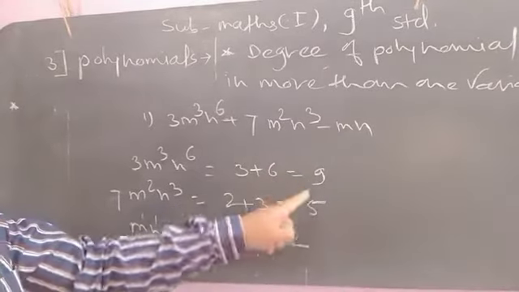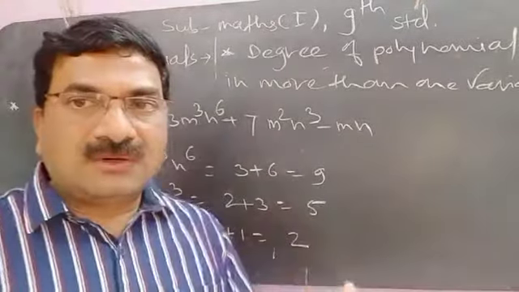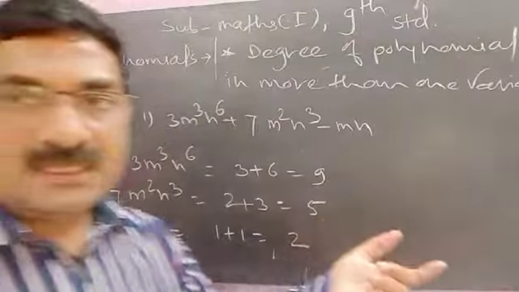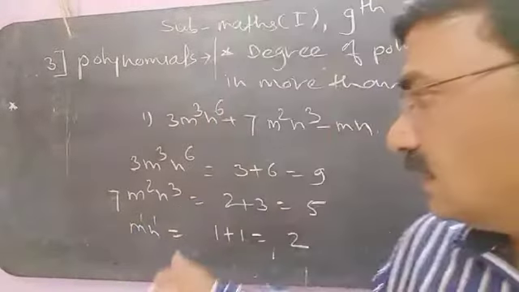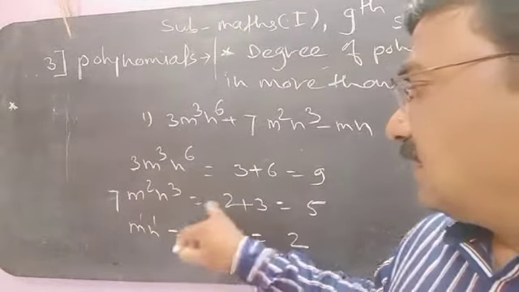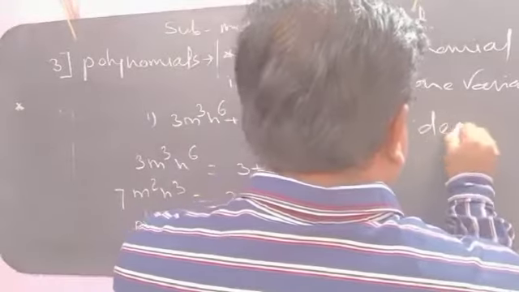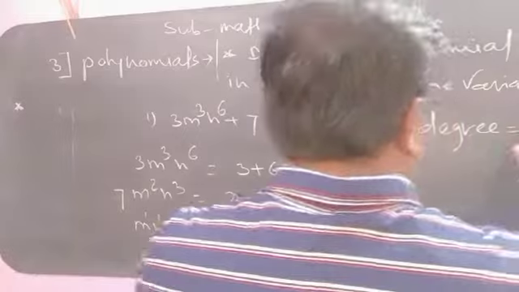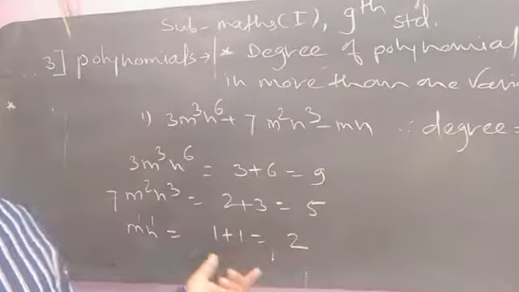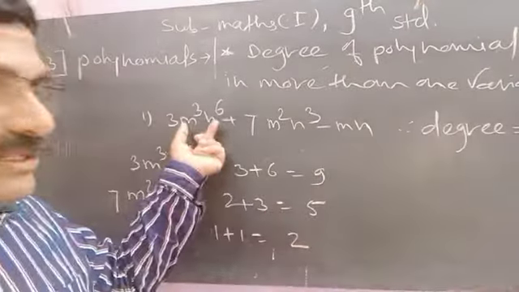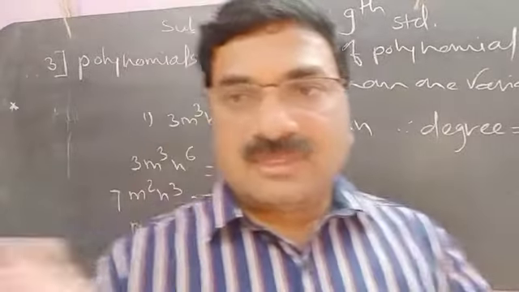Then here 9, 5, 2. These are the powers of the different terms. Then 9 is the maximum power. Therefore, the degree of this polynomial is 9. Only you have to carry out the addition of their powers for the many variables.